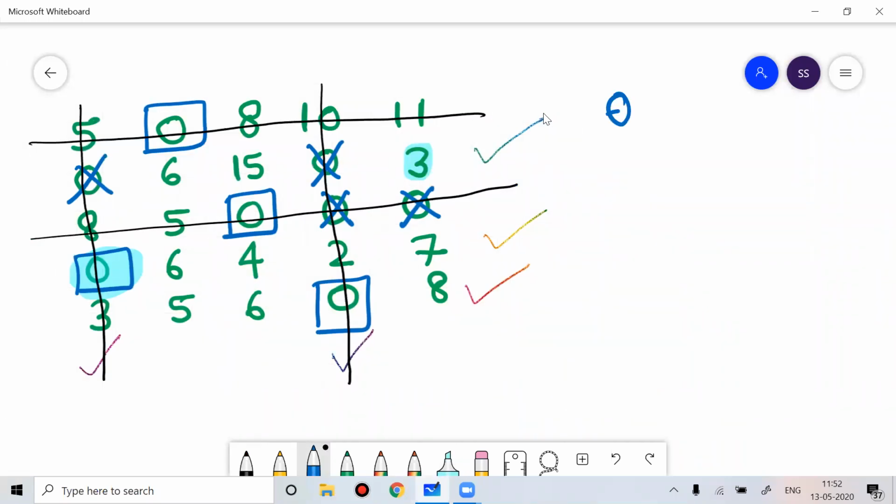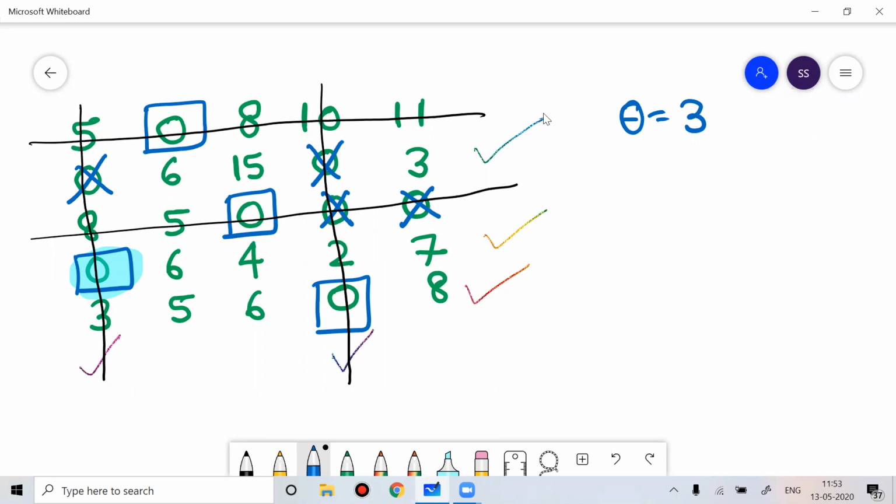Now, out of the elements which have no line going over them, find the element which is the smallest. You can see the elements over which no line has gone. Out of them, the smallest element is 3. So I call 3 as theta.